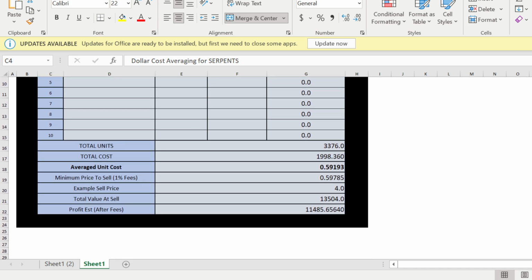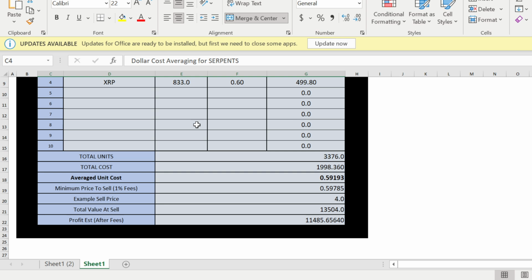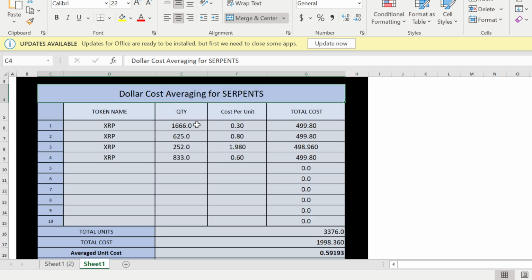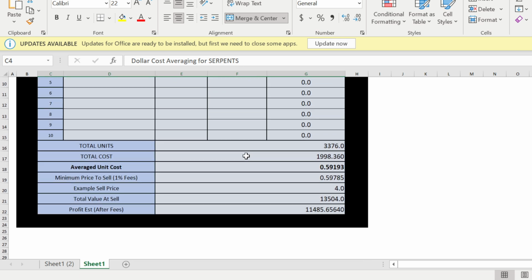Now, as we go down and we look at the total, over the course of $2,000 we have 3,376 tokens, total cost of $1,198.36. Average unit cost has gone down to 59 cents. So across all of these, my average is actually 59. You've got the 30, the 80, the 60, and the $1.98, but all of them combined is actually giving me an average of 59. Now, the minimum price to sell to break even, plus 1% fees, would be like 59,785, right?